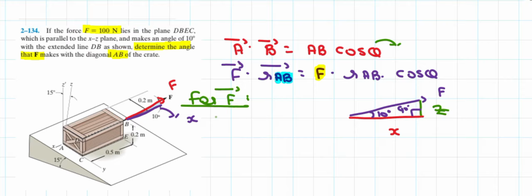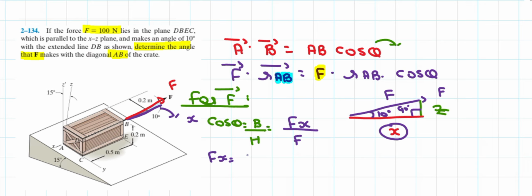We know that cos theta is equal to base upon hypotenuse, where the base is the side adjacent to the angle. So cos theta is Fx upon hypotenuse. The side opposite the 90-degree angle is the hypotenuse, and in this case it is F. So Fx upon F, which means Fx is equal to F into cos theta.